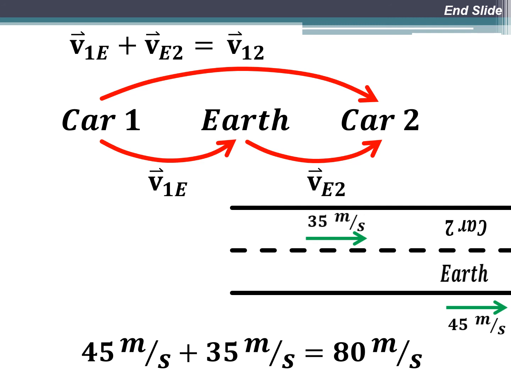That's why cars always look like they're going faster when they're going toward each other. If two cars are going in the same direction, then you would subtract the two, or you would actually add the negative, you would add the opposite.